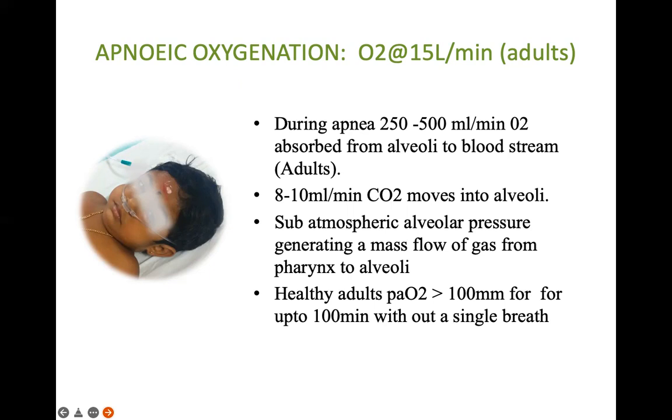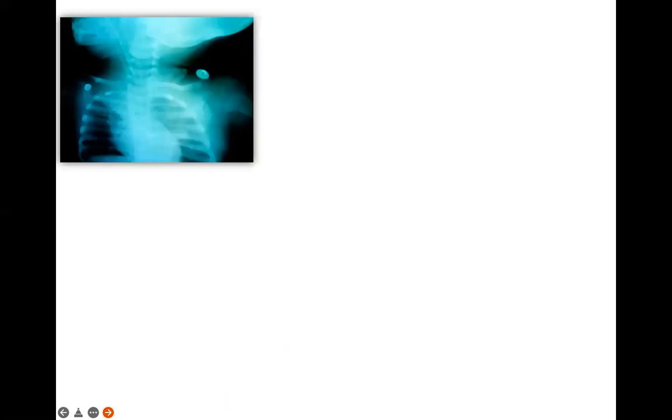And this is how apneic oxygenation works. In healthy adults, they say a PaO2 of more than 100 can be maintained even for 100 minutes without a single breath if you're giving a good apneic oxygenation. So now you understood how to provide apneic oxygenation, that is with a nasal catheter at a higher flow rate. Okay, now for our patient, we have done both of these, but still the patient, soon after intubation, is hypoxic.